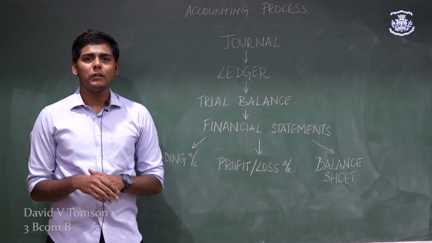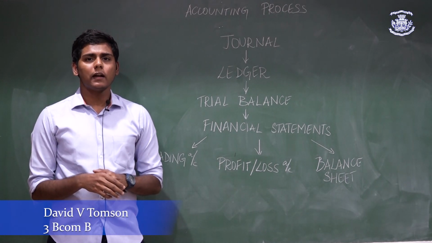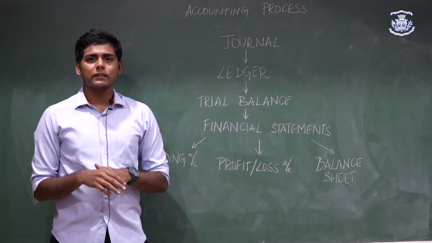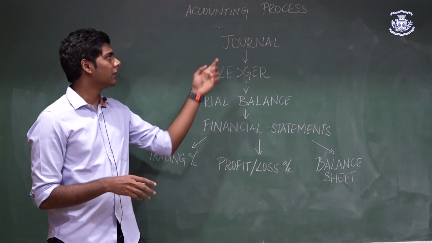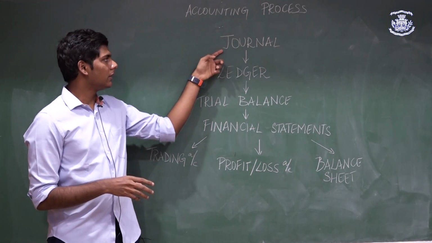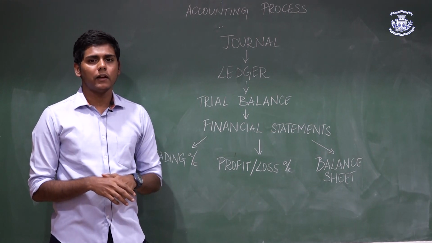Hello, in this video we will be looking at the accounting process. The accounting process is basically how a transaction is recorded in the accounts. Once a transaction happens, we will first record it in the journal, or the books of primary entry. Once it's recorded in the journal, we will classify it into the ledger based on the respective headings.